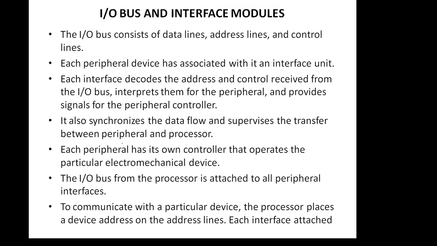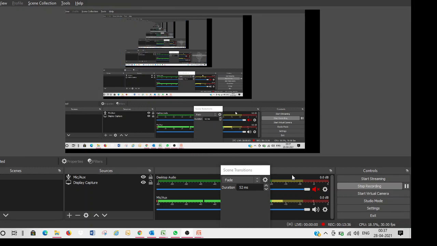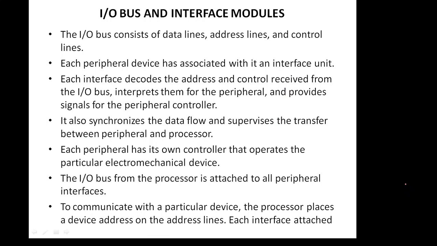Next is the IO bus and the interface modules. What do we mean by an IO bus, and what are the interface modules? Before this, we discussed the interface, what an interface is, and why we implement an interface. Now we are going to look at the IO bus and interface modules.